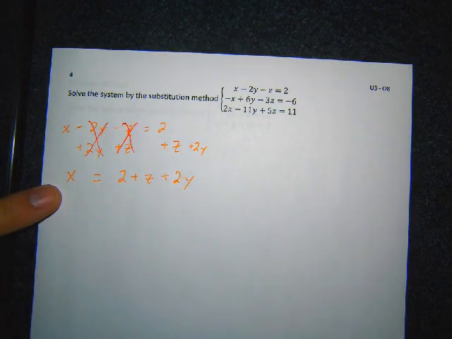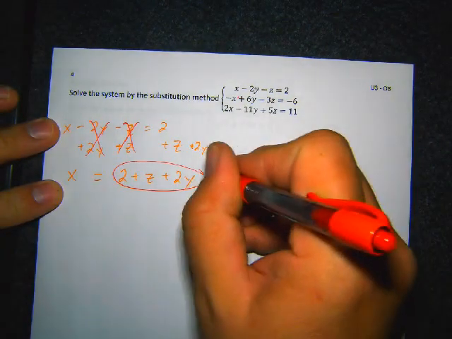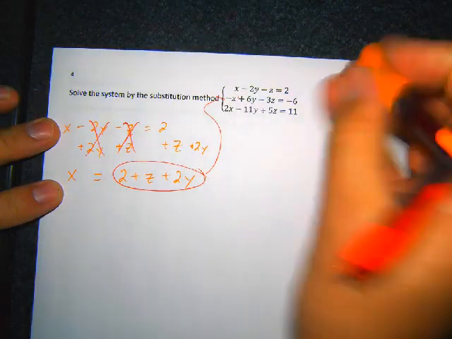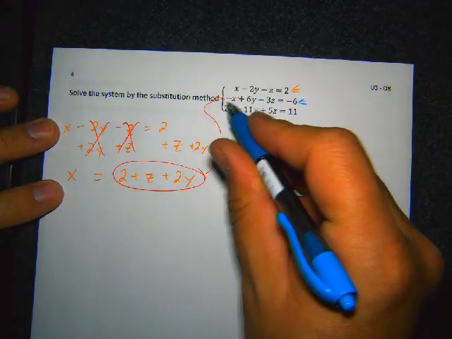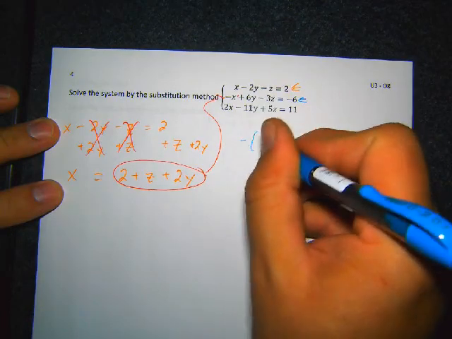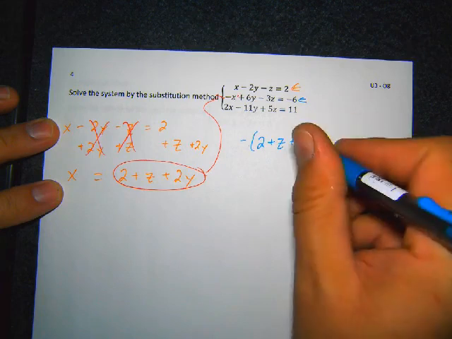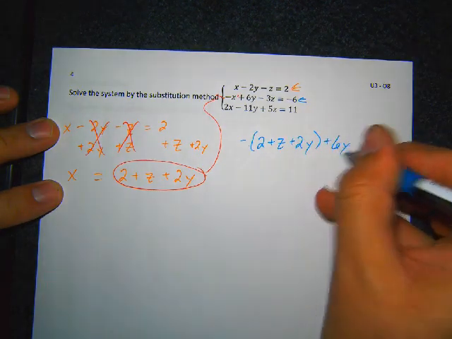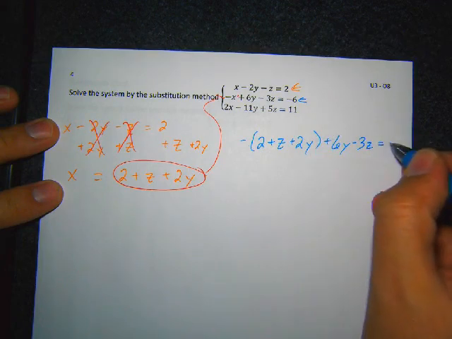Taking that expression, I'm going to plug it into one of the other equations. It does not matter which. So I'm going to go ahead and plug it into the second equation. The first equation, I use this. The next equation, I use this one. So here I'm going to take this minus x and replace all the x with all this stuff. So I get minus 2 plus z plus 2y, the whole thing, plus the 6y, because I have a 6y there, minus 3z equals negative 6.